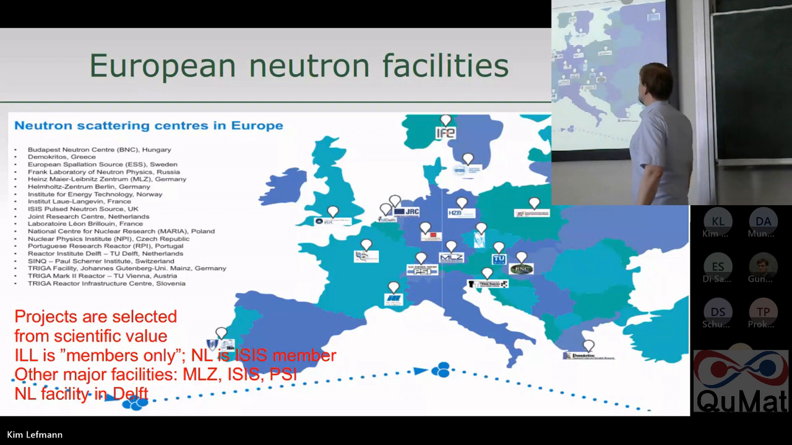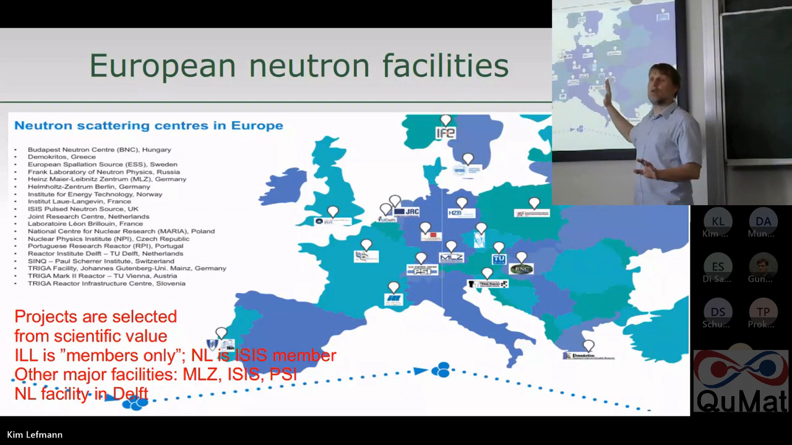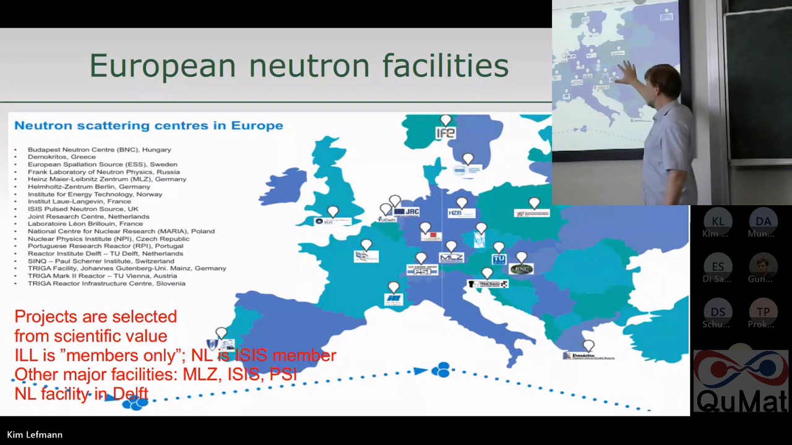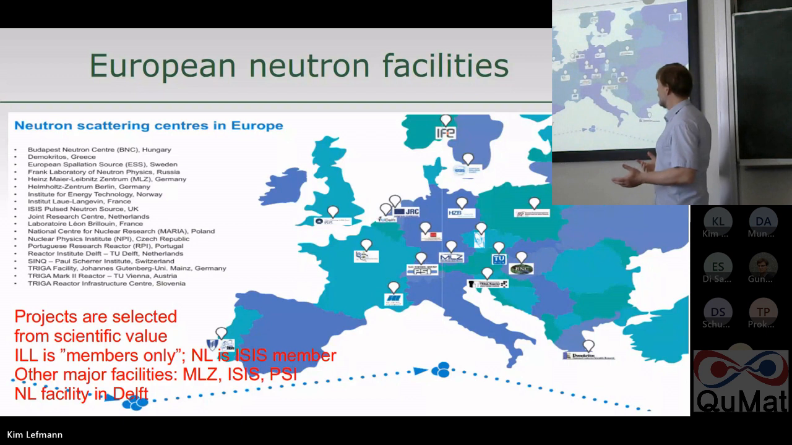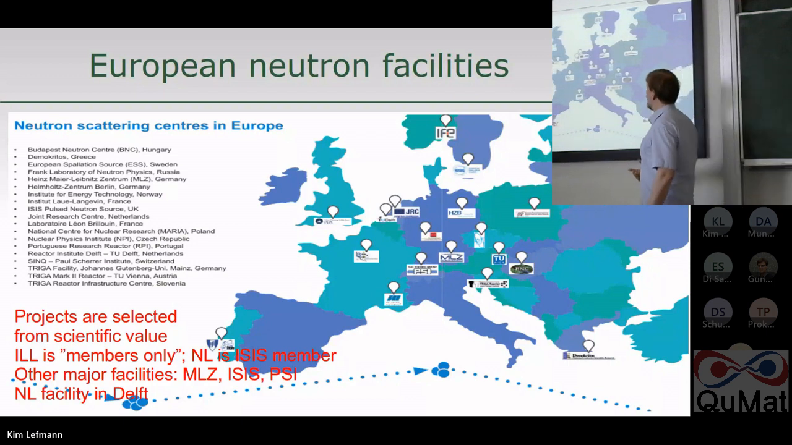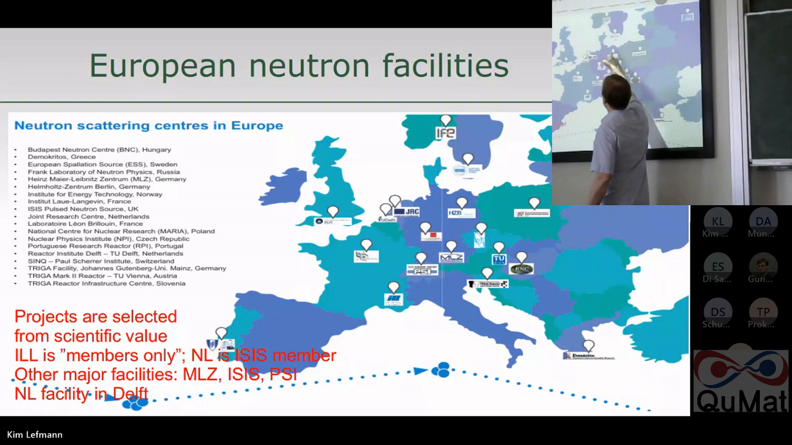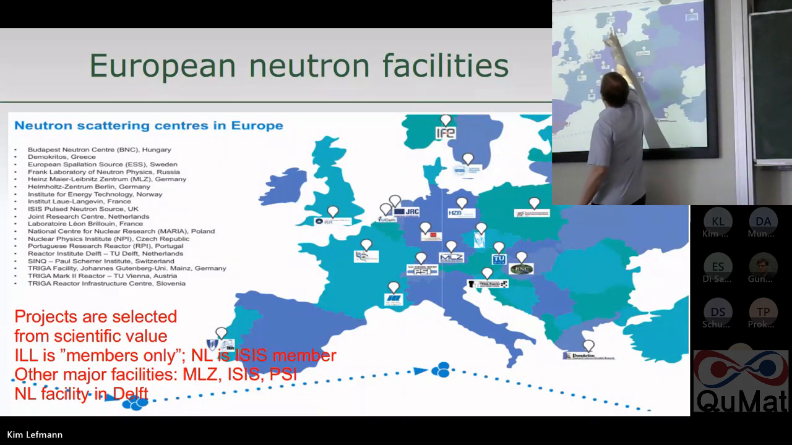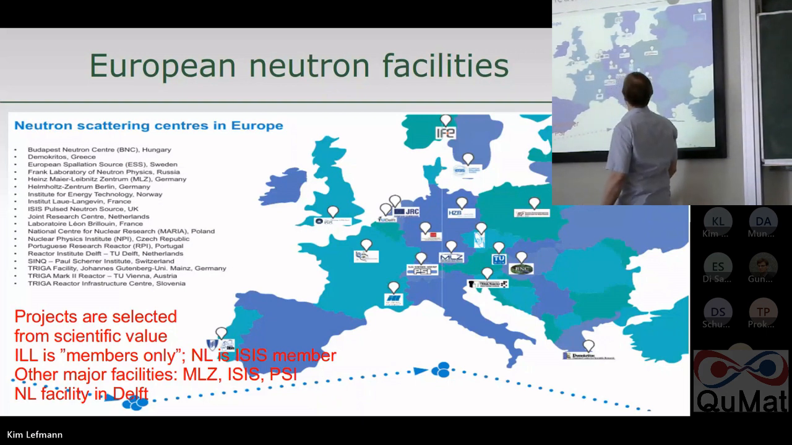And where? This is a map from 10 years ago. I did this on purpose. All the needles, that's where the neutron scattering facilities are in Europe. But I can now tell you that Munich is closed, Berlin is closed, I think Norway is closed, Paris reactors closed.